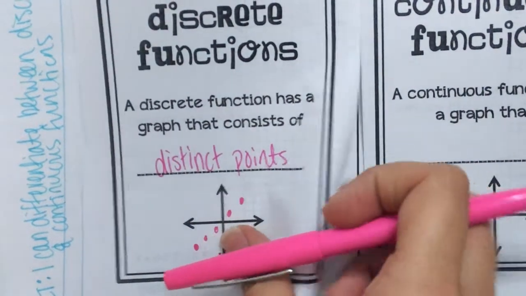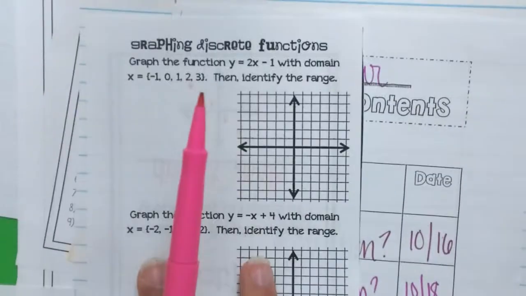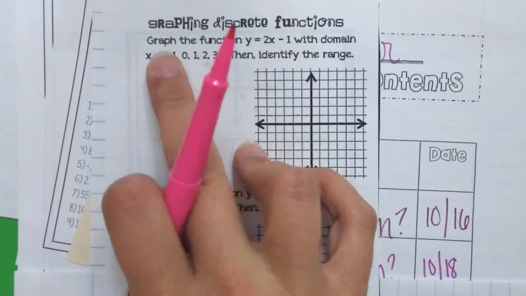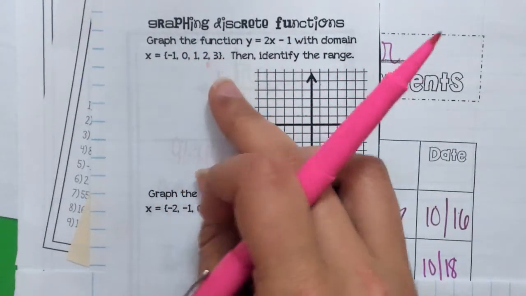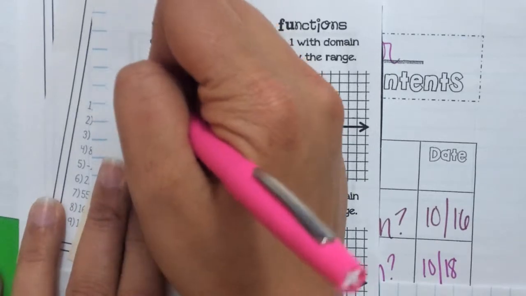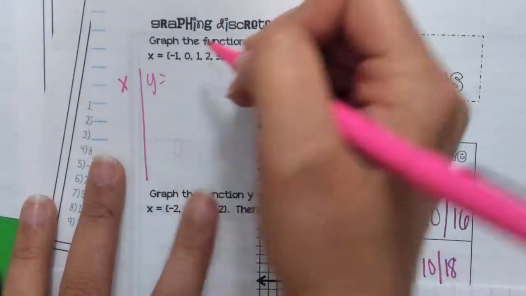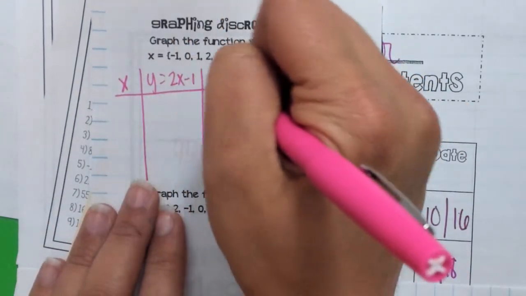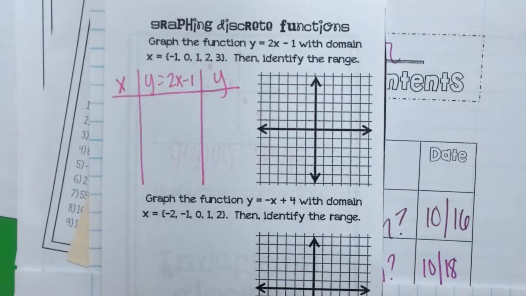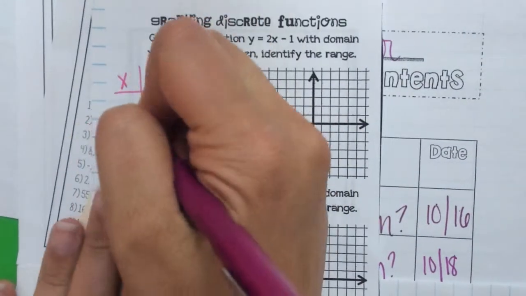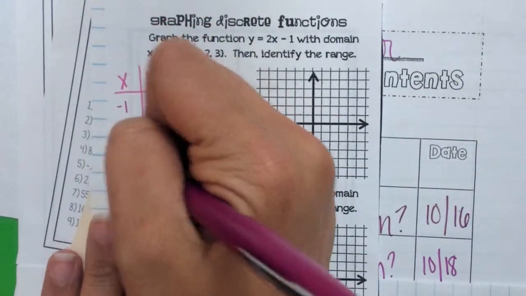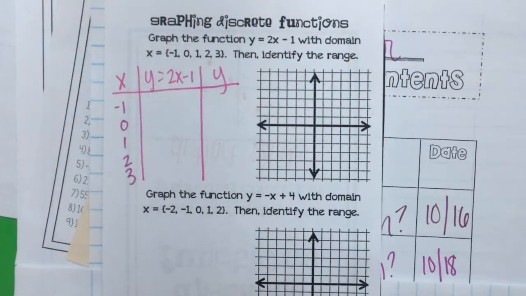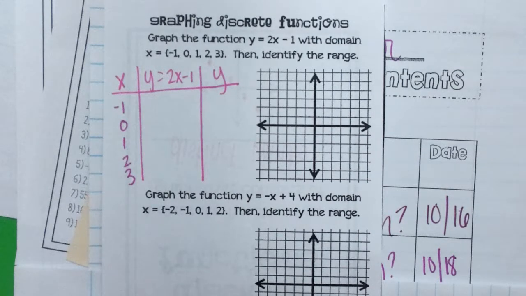Fantastic. Please open the Flappy. So for the first one, we're going to plug in these specific x values, get y values, and identify the range. So you have x, and we have y equals 2x minus 1. That's where we're going to plug it in, and then we have y. The middle column is going to be our process column. The x is what we're plugging in: -1, 0, 1, 2, 3. We're going to plug it in here and see what we get for y. Does everybody understand?